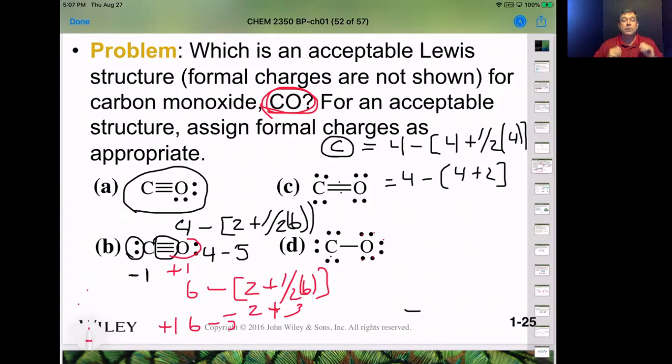So even though we can draw a bunch of these Lewis dot structures, we know that A, C, and D are not valid Lewis dot structures because the formal charges don't work out. Because the formal charges here are equal and opposite, it is our valid Lewis dot structure for carbon monoxide.